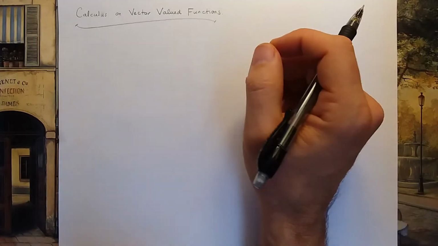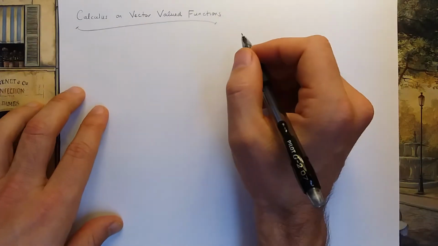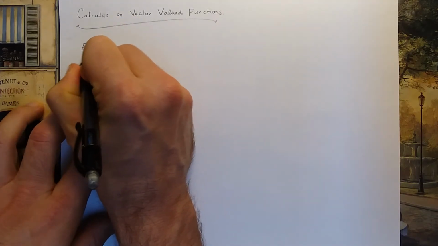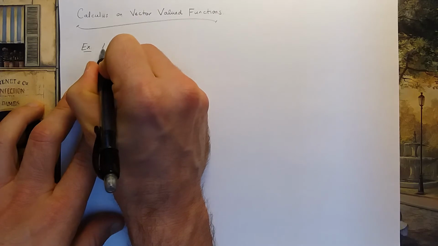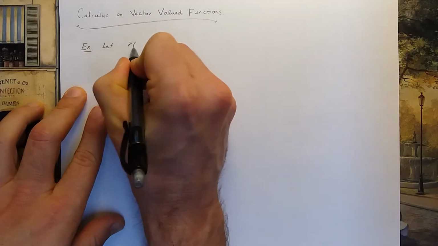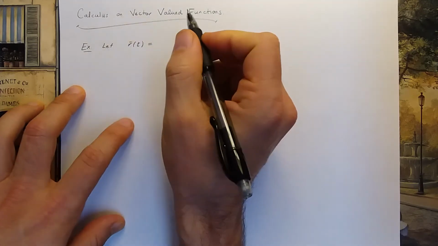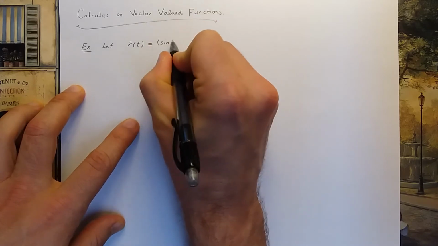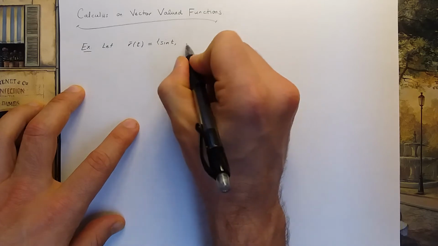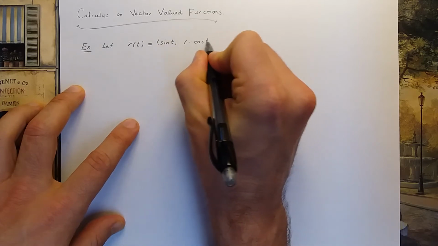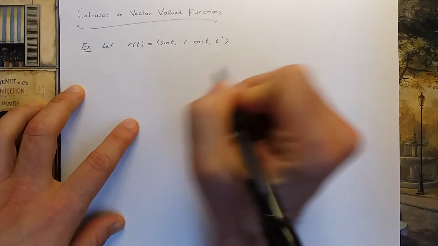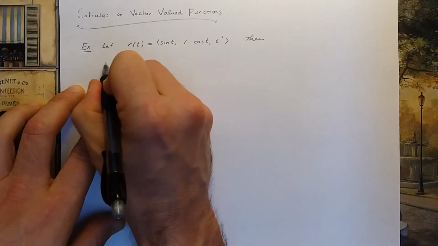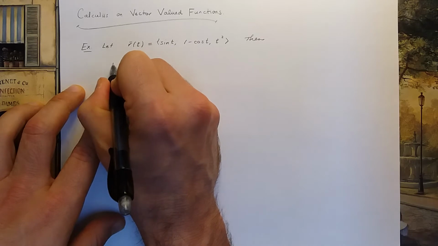So we can do calculus with vector-valued functions. We can take limits, we can take derivatives, we can integrate. Let's do an example. Suppose I have the vector-valued function r, which is given by sine t, 1 minus cosine t, and t squared. Then let's just do a few calculations to show you how it goes.